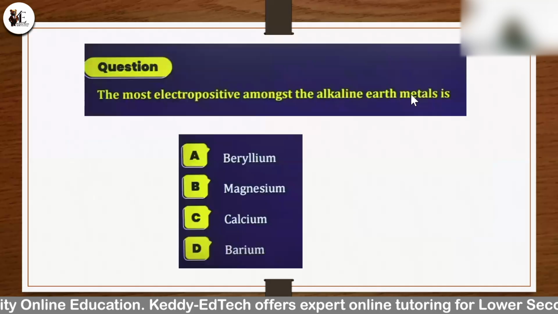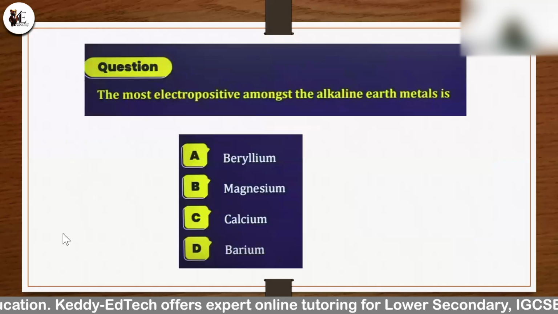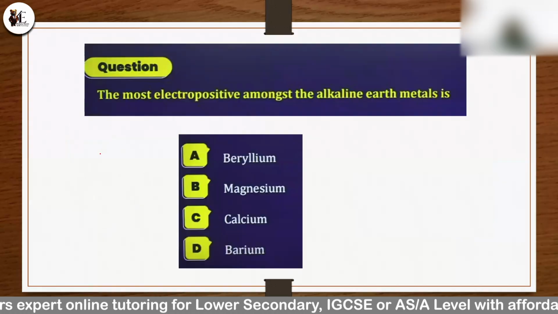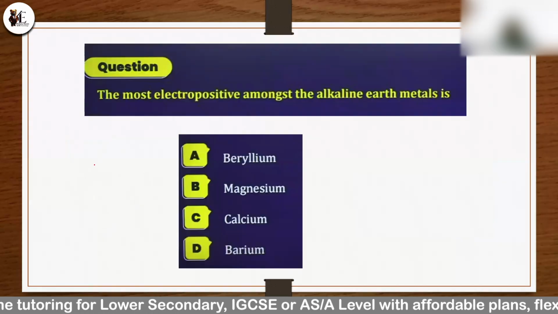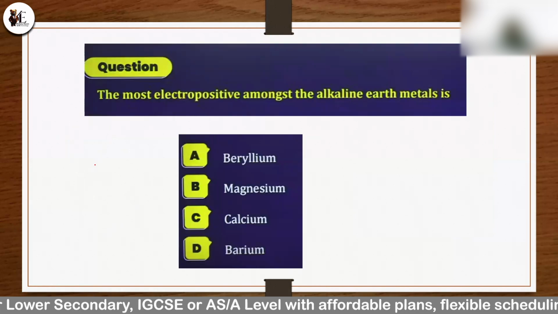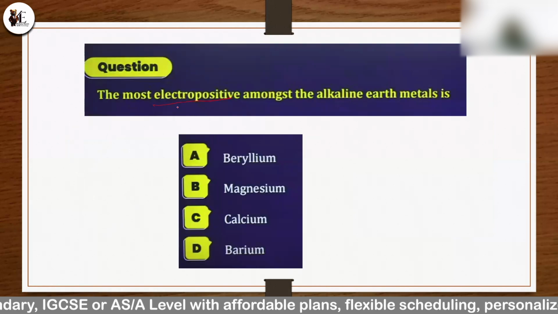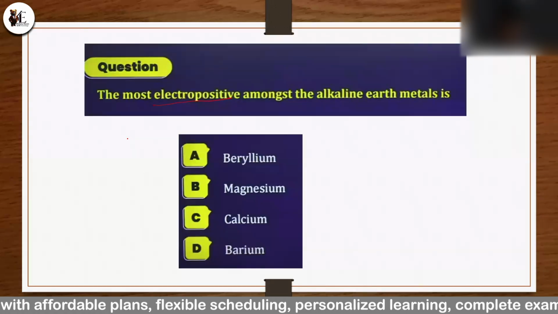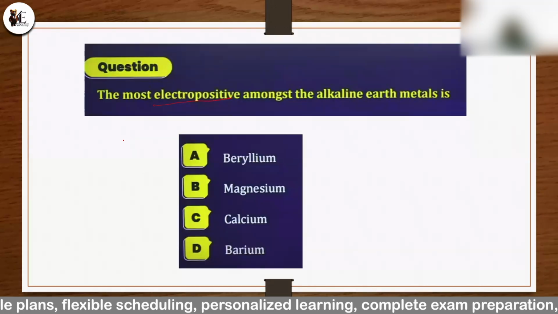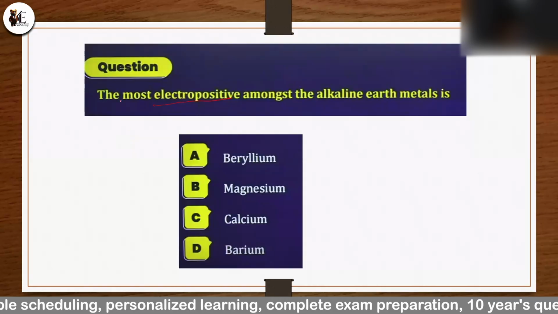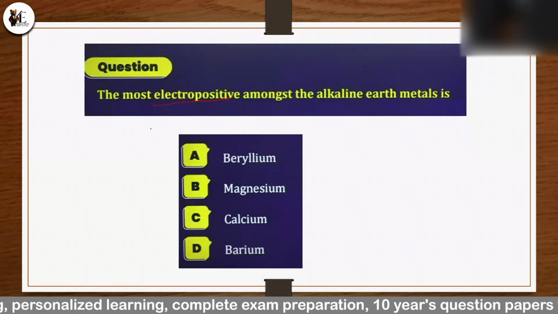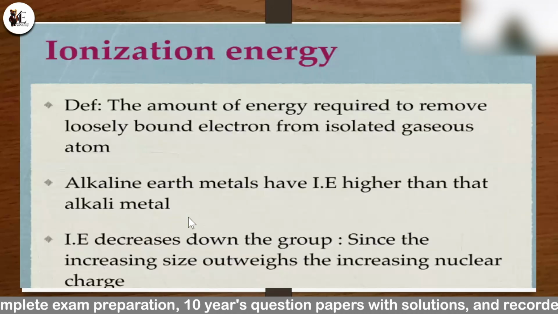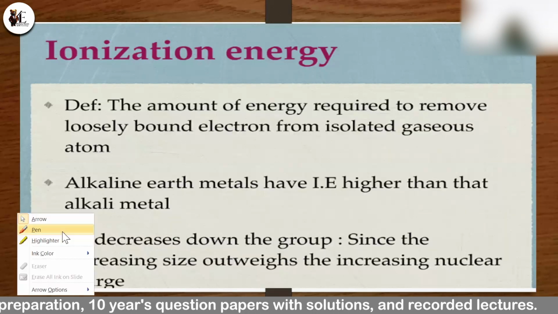The most electropositive amongst the alkaline earth metals is? We said electropositivity increases as we go down the group, right? So the most electropositive is barium. Yes, very good. Next, we are going to learn about the ionization energy.